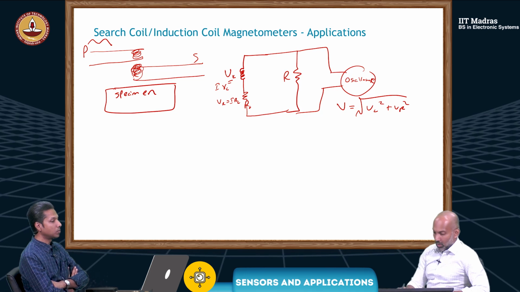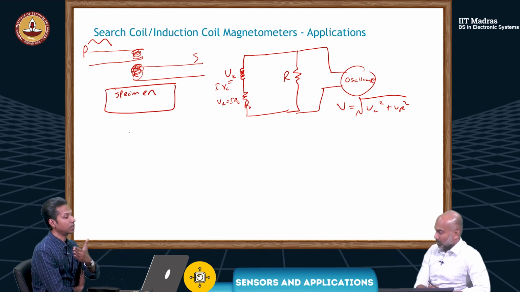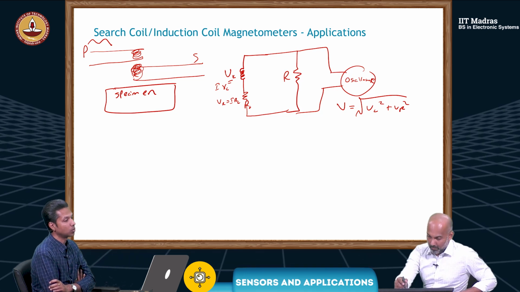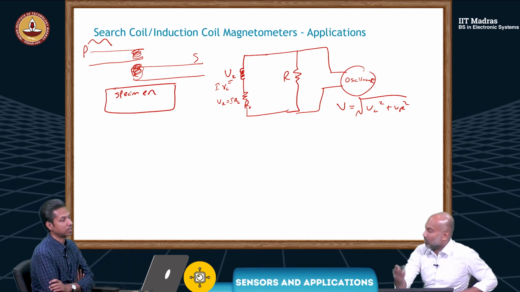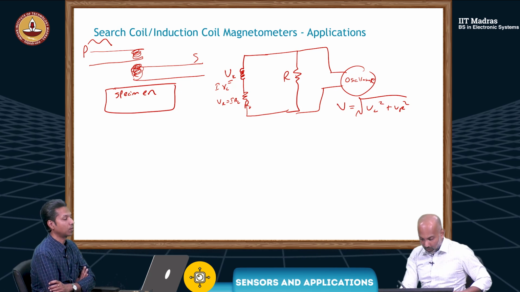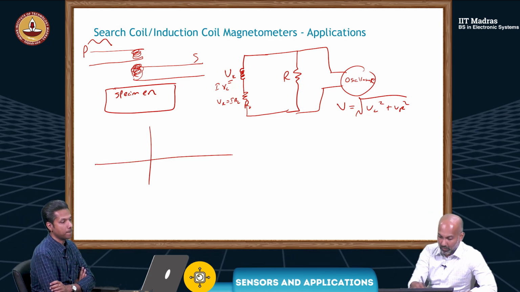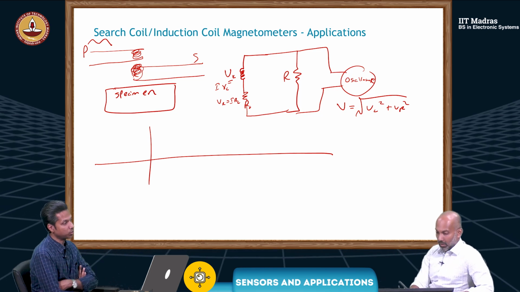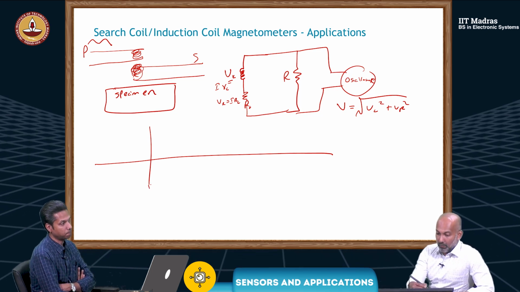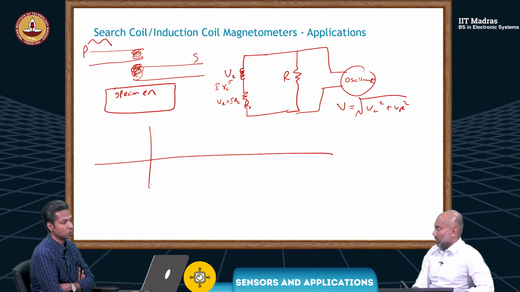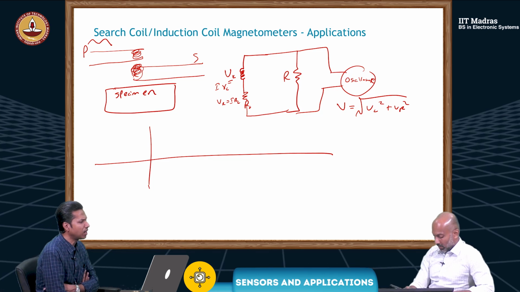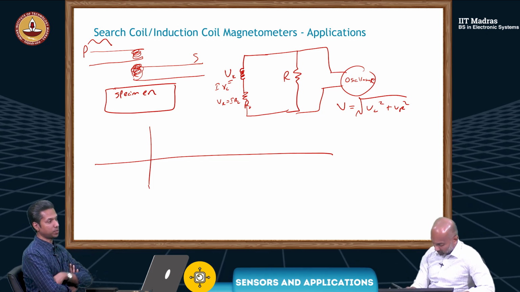So what is this R on the other side? You're measuring across a resistor, right? Then if you draw the two voltages, V_L and V_R, what would it look like? V_R is the voltage that you're observing.